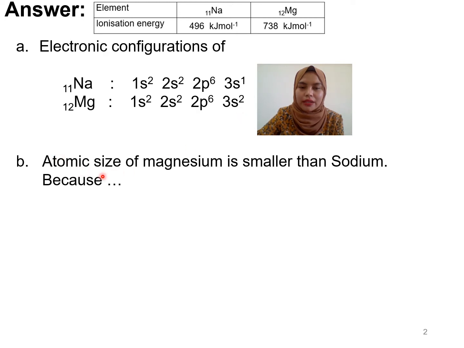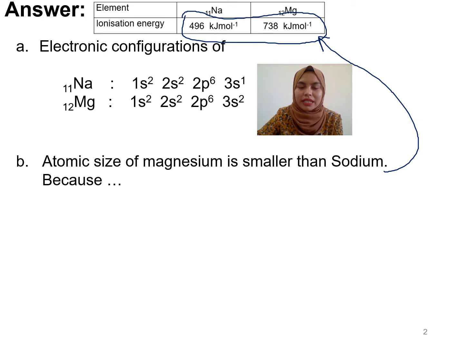Okay, the atomic size of magnesium is actually smaller than sodium. You mesti rasa sebab sodium ada 11 elektron, size dia kecil daripada magnesium kan? But actually nope. Size of magnesium actually lagi kecil daripada sodium. Sebab apa? Okay, the hint that you can know ialah you can refer dekat masing-masing punya ionization energy. Ionization energy of Mg is more than Na.